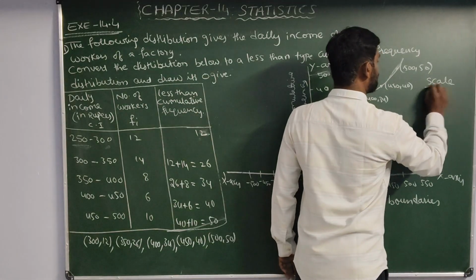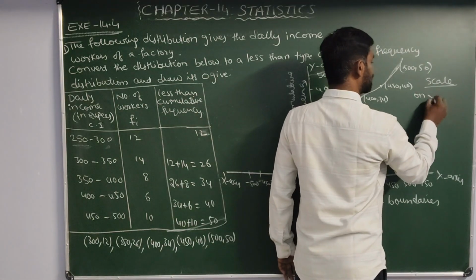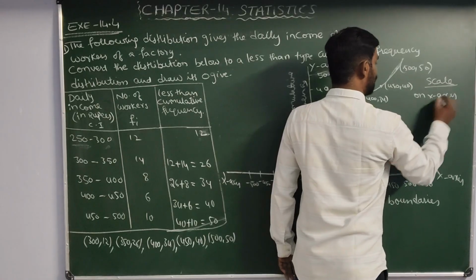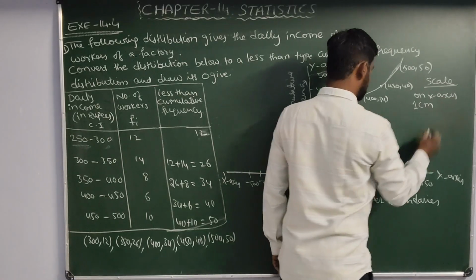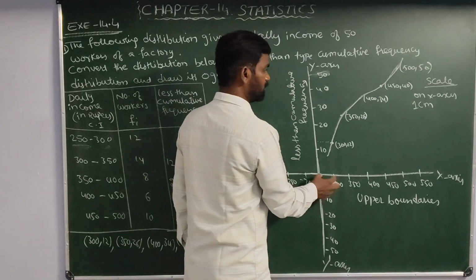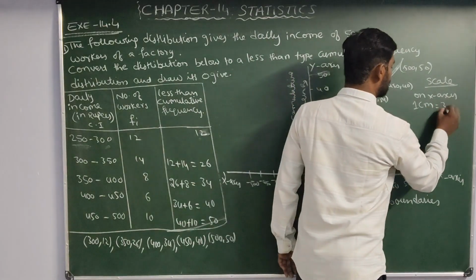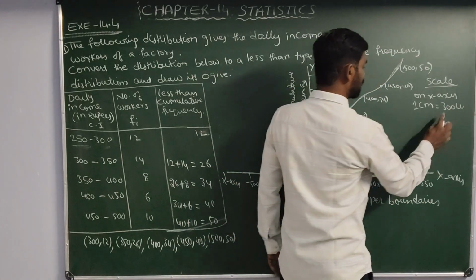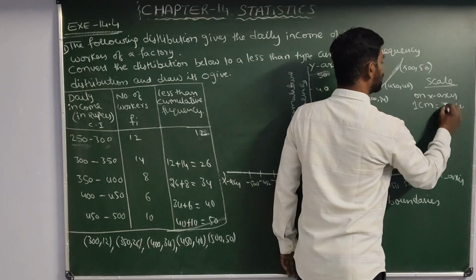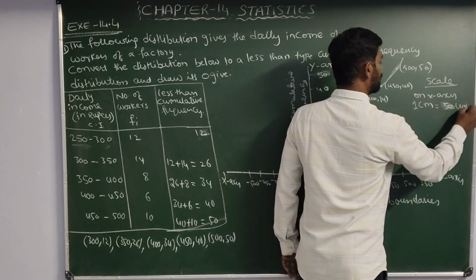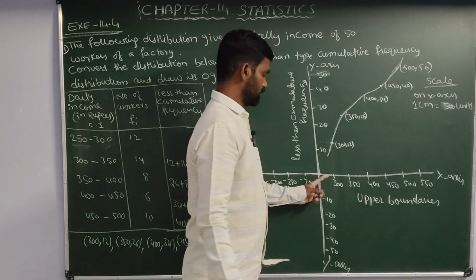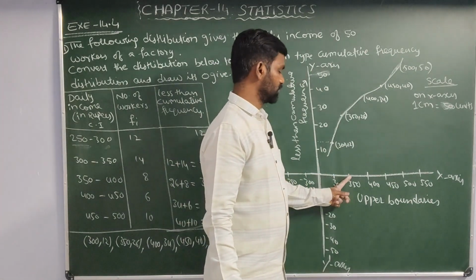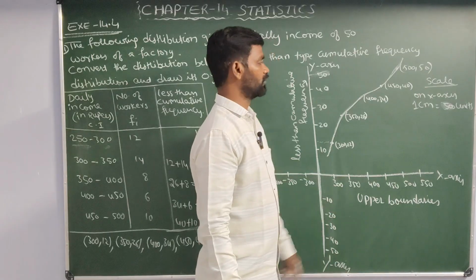Okay, now let us write the scale. What is the scale on the x-axis? On the x-axis, this is 1 centimeter. So 1 centimeter is equal to 50 units. From 300 to 350, the difference is 50.